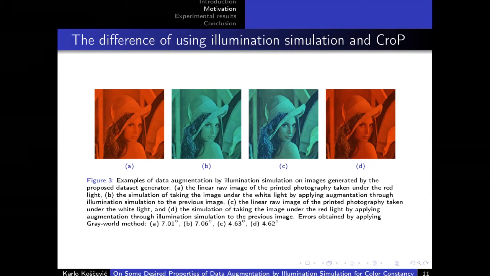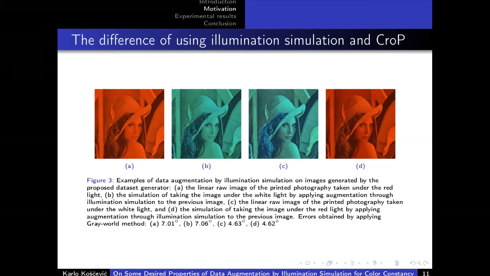First, we generated an image using a crop dataset generator under red light, which is shown in A. Then we modified that image using the augmentation by illumination simulation to get image B, and we made that image appear as if it was captured under white light. Then we applied the gray world method on both of these images, and we obtained estimation errors around 7 degrees for both images.